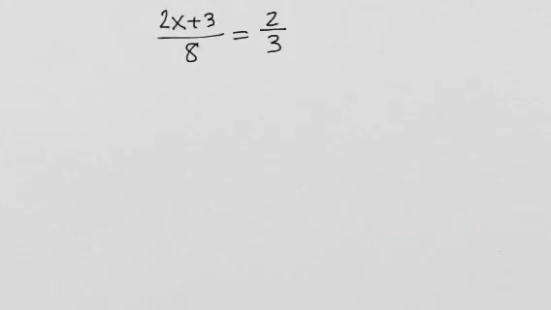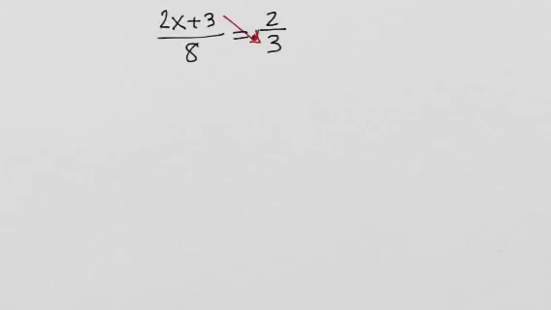Alright, let's try a little bit harder one. Again, still the same basic idea of how to solve this problem, except it's just going to be a little more challenging. Alright, so the first step is to cross multiply, and I always do the one with the x in it first so that my x is on the left.